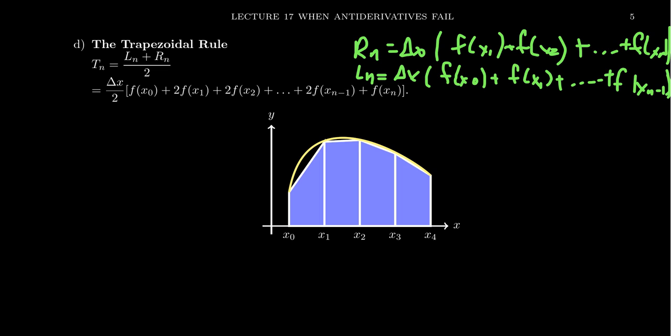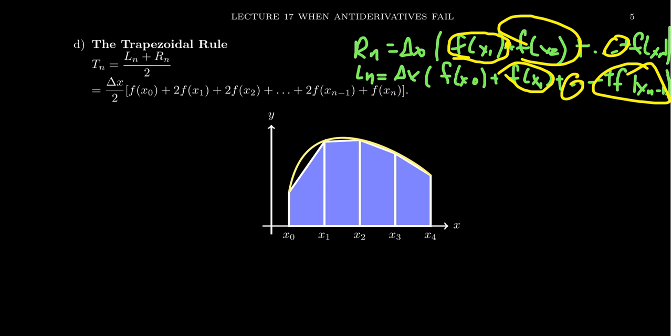And so one thing I want to point out to you is that when you add these together, a lot of these terms are common, right? So f of x1 will show up twice in this sum. f of x2 will show up twice in this sum. And this will all carry down until you get to f of xn minus 1, which will show up twice in this term. So all of these terms will show up twice with two exceptions.